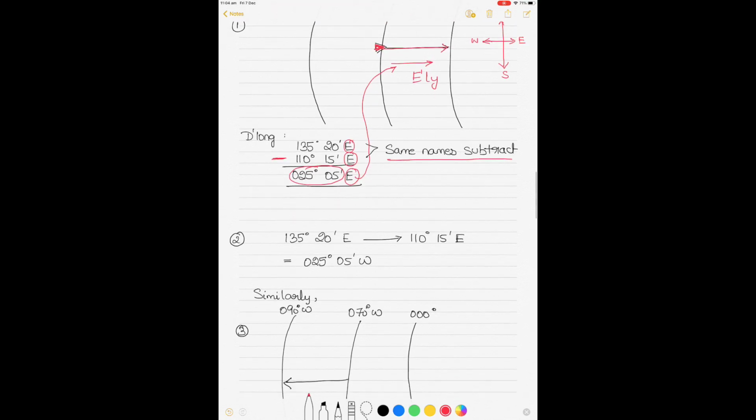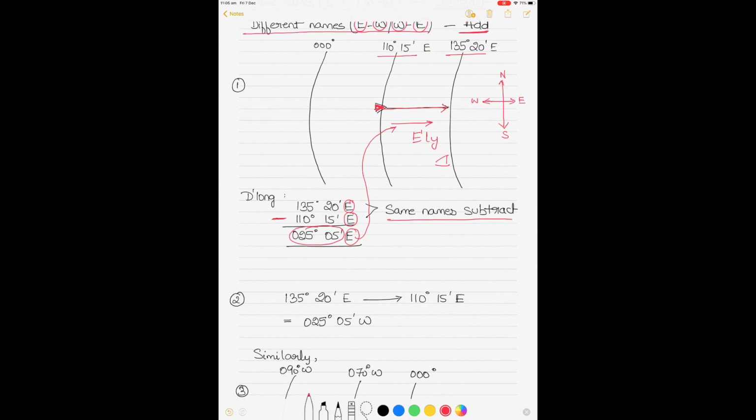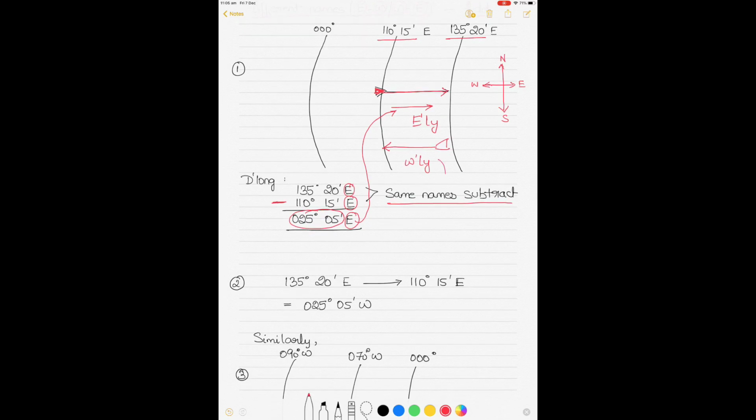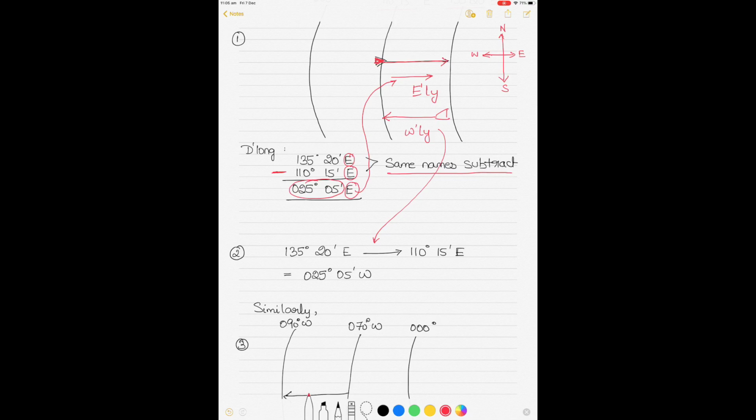Of course, if I was to reverse it, and if I were to say that the vessel was traveling from 135 degrees 20 minutes east to 110 degrees 15 minutes east, you can see the vessel is traveling now in a westerly direction. So coming to this example here, you would do the same as you did above. You would take the smaller number and subtract it from the bigger number. The answer that you will get is again 025 degrees and 5 minutes, but this time you will name the Dlong west because the vessel would now be traveling in a westerly fashion.